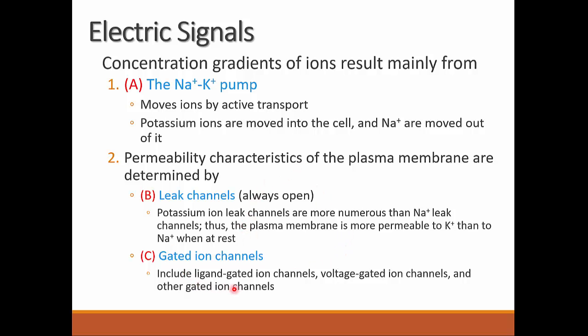You also have other gated ion channels like ligand gated ion channels. And remember, with ligand gated ion channels, you need a chemical to bind to the channel in order for it to open. You have voltage gated channels, which deal with changes in the voltage or electricity of the plasma membrane that cause these channels to open. And then you have other gated ion channels, which can deal with touch or temperature, that also help for ions to move.